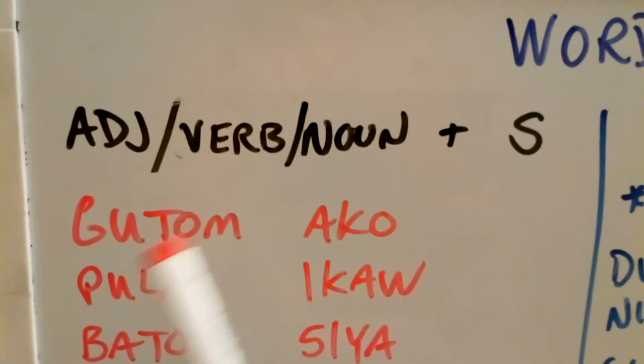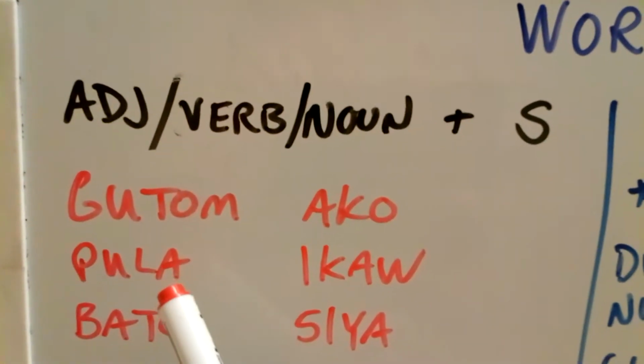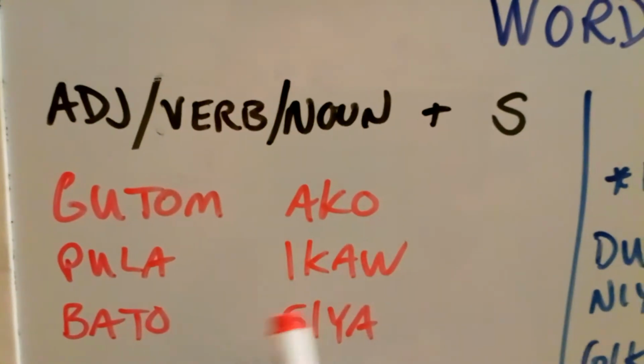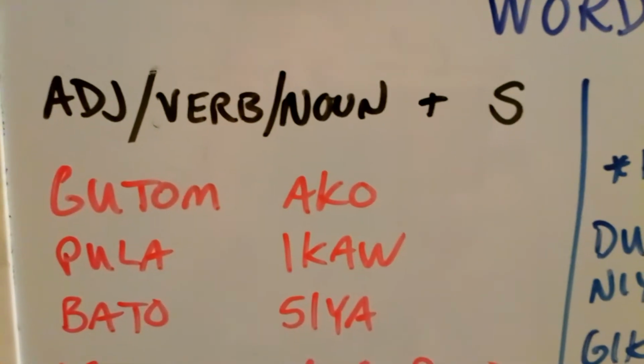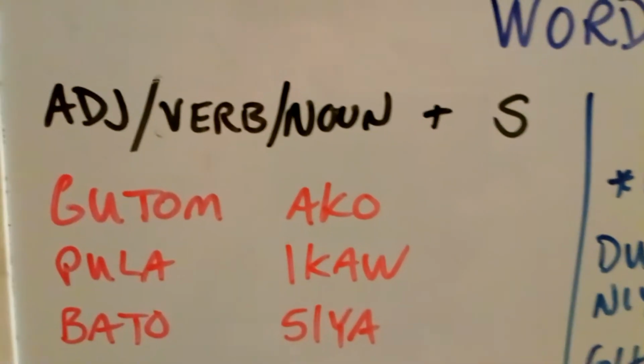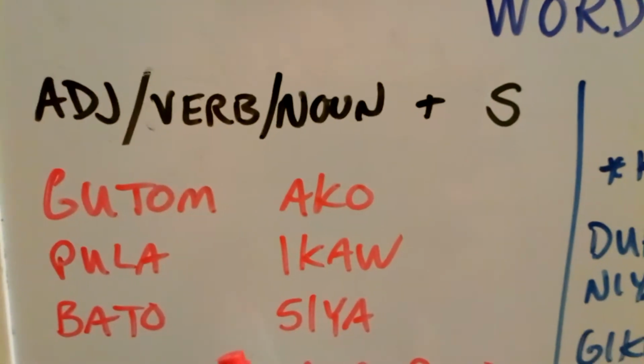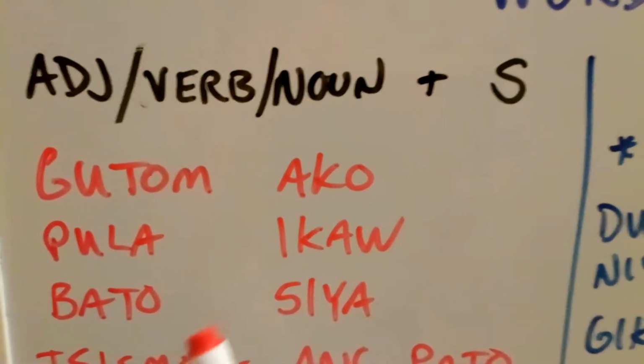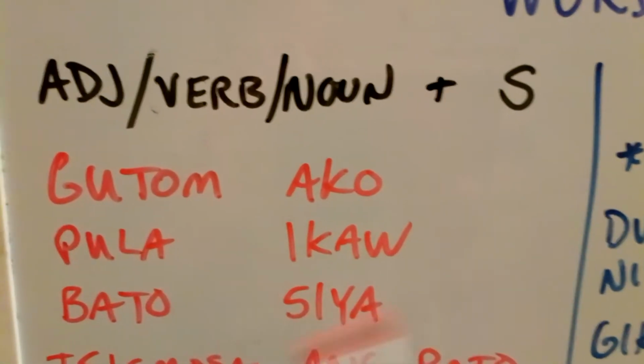So it's going to be a verb. And then here's an example. The next one is an example of an adjective. Pula ikaw, you are red. Pula ikaw, you are red. The next one is an example of a noun. Bato siya. He, she, or it is a rock. Okay? He is a rock. She is a rock. Bato siya.